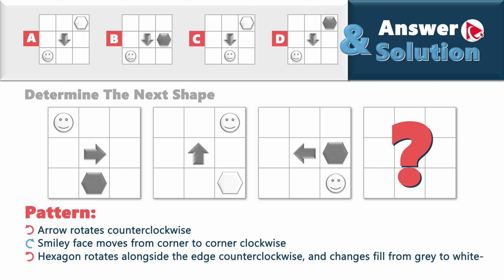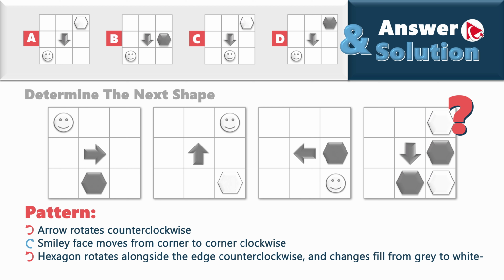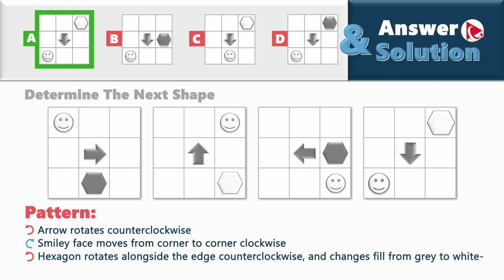With that in mind, let's determine the final shape. Based on our logic, the arrow should be pointing at 6 o'clock. The hexagon should have white fill and should be in the upper right corner, and the smiley face should be on the opposite side of the hexagon in the bottom left corner. So the correct answer here is choice A.